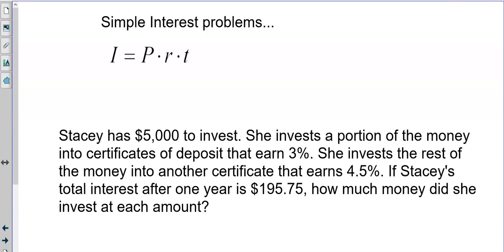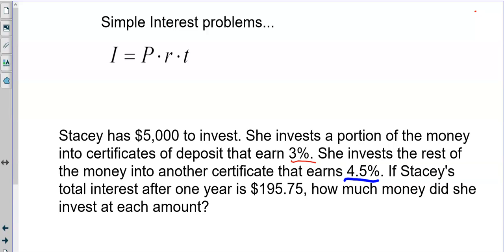So let's just think through this. So there's the 3% money that's put there. And then she also has the 4.5%. So 4.5%, covered up the decimal there. Okay. And that adds up to a total amount of $195.75. So this one, you're going to have to think about this one.